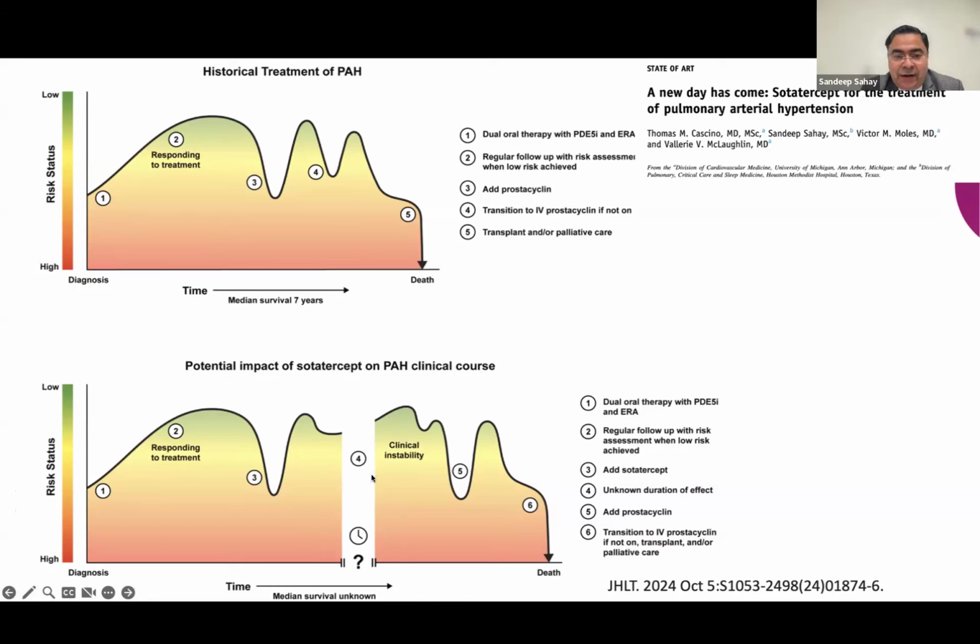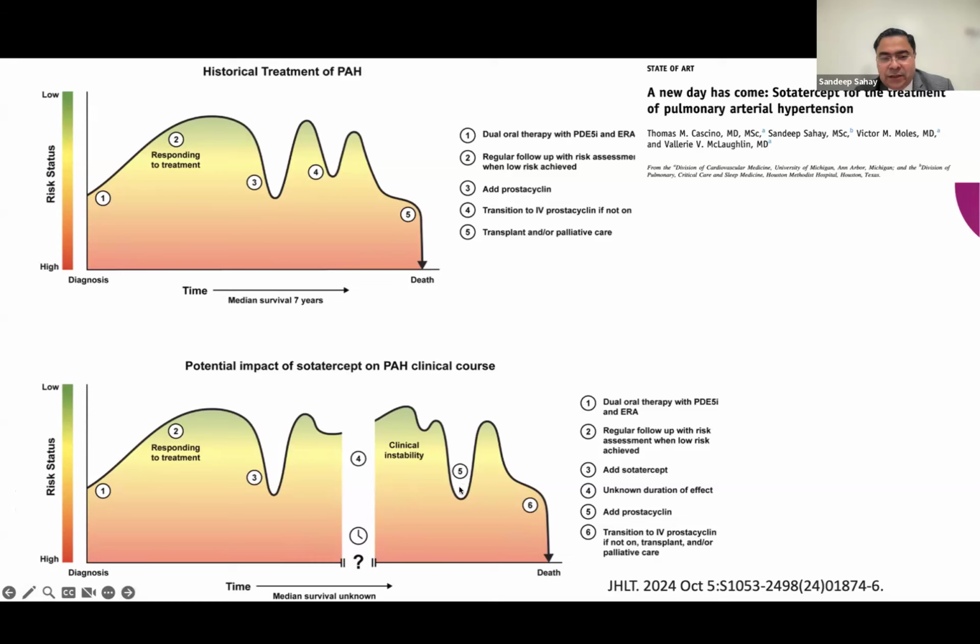durability or the sustained effect. We have data for a year or two after the randomized control study that patients have sustained effect. We're going to learn more from the long-term Soteria study as more manuscripts come out from Soteria, that how long this durability of effect will be, but you can see it clearly can impact the survival and prolong the survival.